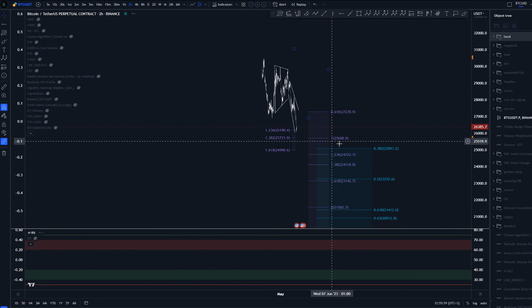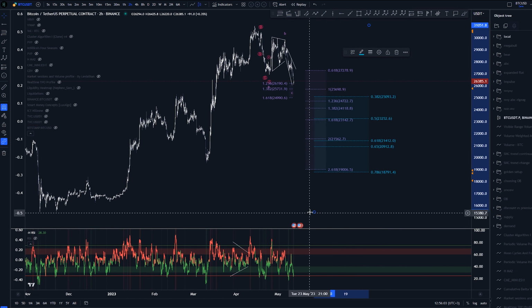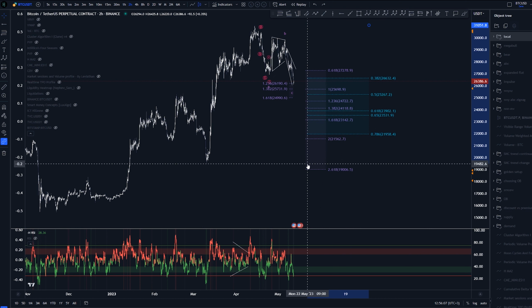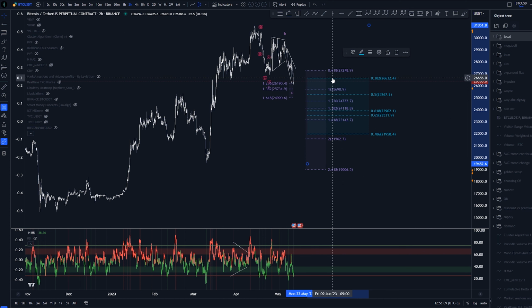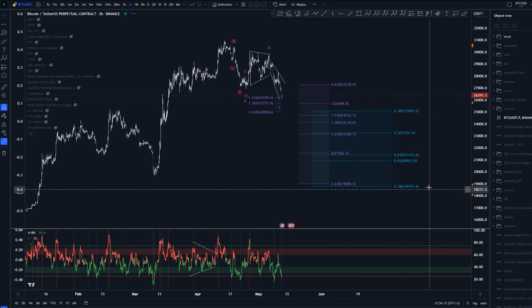The main idea here is that we would be correcting at least to the 38.2. This is assuming that we are correcting this whole structure. The 38.2 of this move here has already been met. But as we have not had any reaction to it, at least not yet a proper reaction, I'm not quite sure if I really like that.